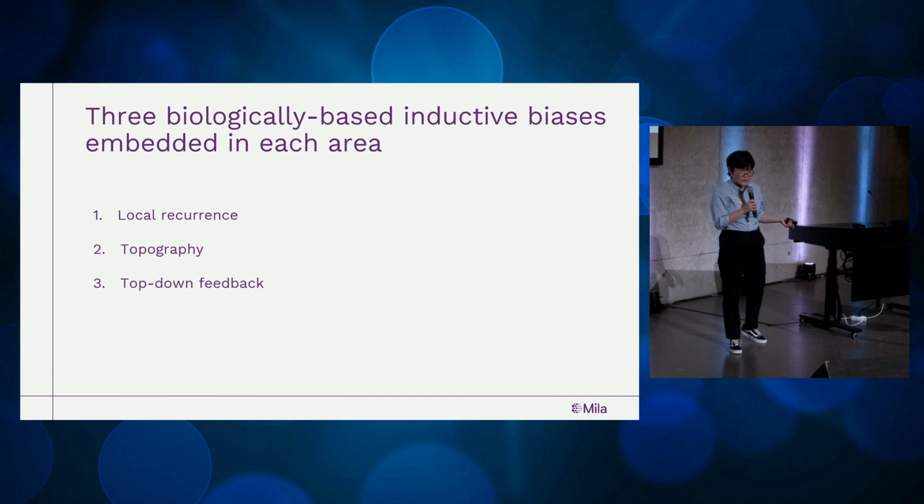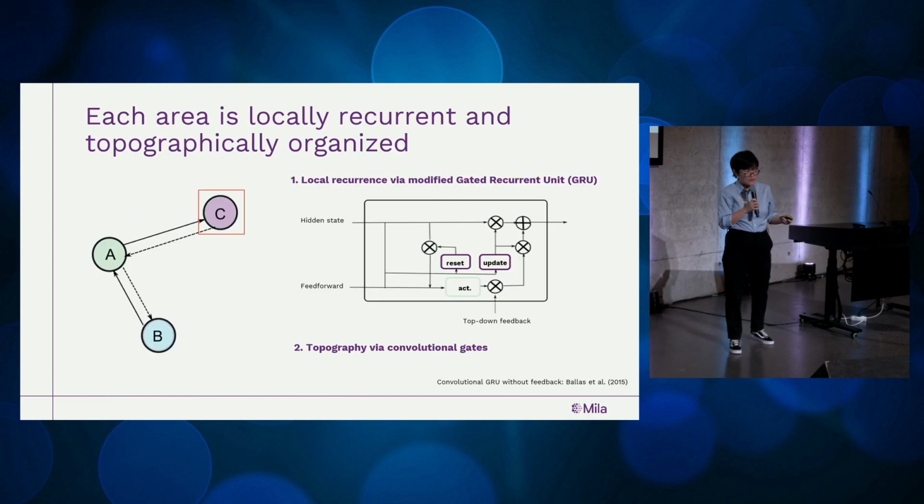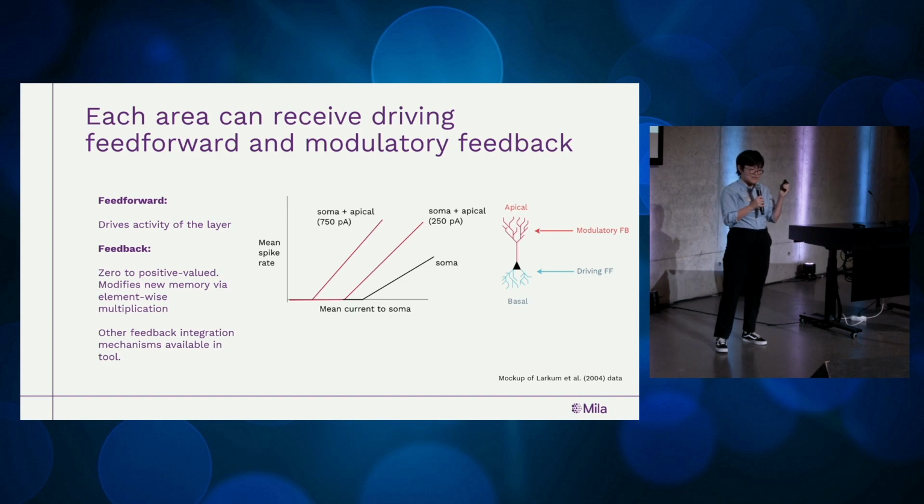So the first of these inductive biases, local recurrence, we implement by modeling each area, or each node, of the connectome using a gated recurrent unit, which is a standard locally recurrent architecture in AI. And with its hidden memory and its local recurrence, it is able to capture the temporal features of the stimuli. However, the normal gated recurrent unit usually does not capture the spatial features of the stimuli. It doesn't have any kind of topographical features, so to speak. As such, we use the convolutional version of the gated recurrent unit, which can capture the spatial features of our stimuli as well as the temporal features.